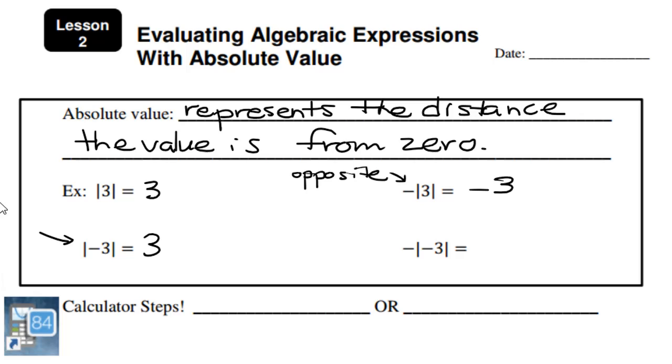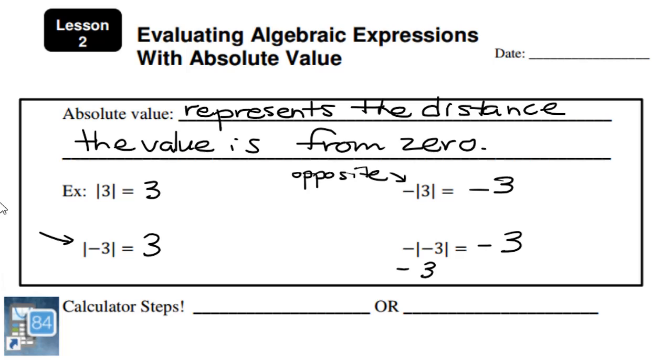And the same thing here, I could put negatives both inside and outside of absolute value. The absolute value of negative 3 is 3. So basically this is saying, well, what is the opposite of that answer? And since that answer is 3, my answer to that will also be negative 3.